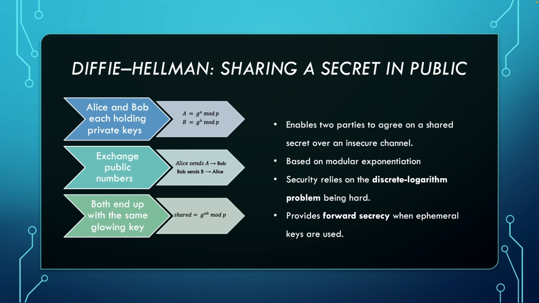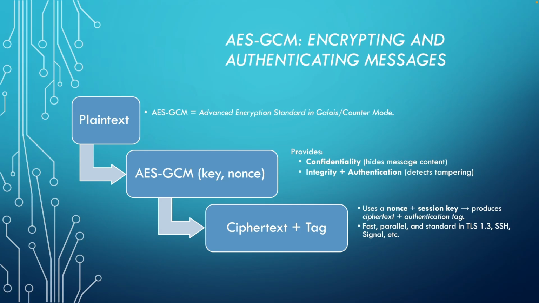What makes this secure is the discrete logarithm problem. It's easy to go one way, but almost impossible to reverse. Even if someone sees all the traffic, they can't compute the secret. When we use new random keys every session, we get what's called forward secrecy, which means even if a key leaks later, past conversations remain private.